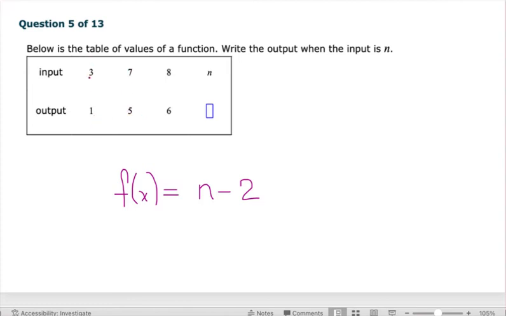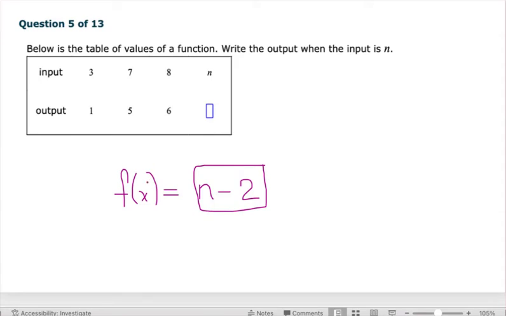So let's check it. If we plug in a 3, 3 minus 2 is a 1, and we come out with the output. If we plug in a 7, 7 minus 2 is 5. We plug in an 8, 8 minus 2 is 6. So when we plug in an n, the output will be n minus 2.